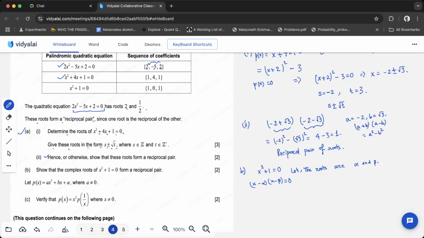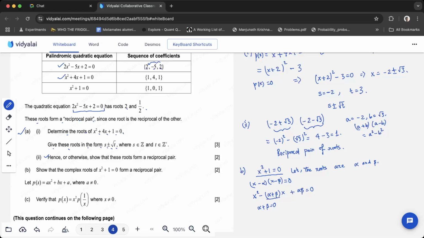If they are indeed equivalent, then we can expand the left-hand side of this root form equation to have x squared minus alpha plus beta into x plus alpha beta equals 0. Now we can compare the coefficients of each power of x. So alpha plus beta equals 0, because in the original equation there is no x term, or the x coefficient is 0.